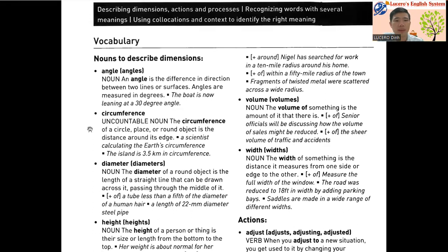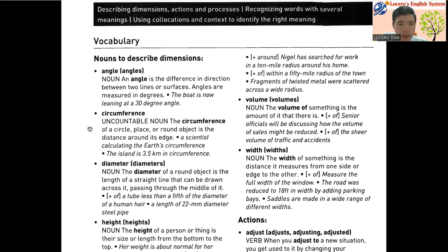Number two, circumference. Circumference is an uncountable noun. The circumference of a circle, place, or round object is the distance around its edge. A scientist calculating the Earth's circumference. Second example, the island is 3.5 km in circumference.